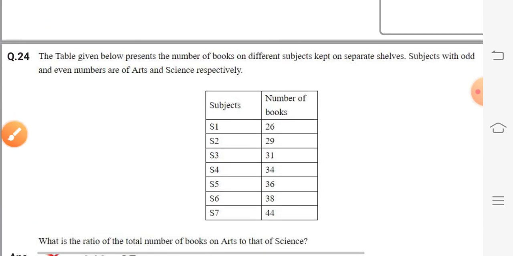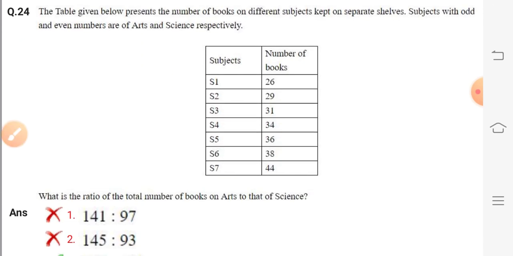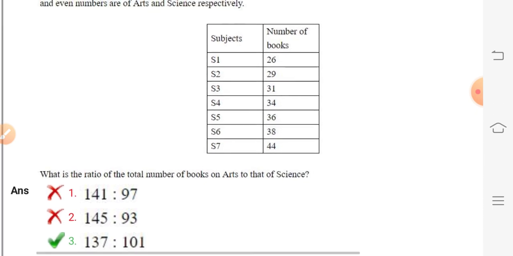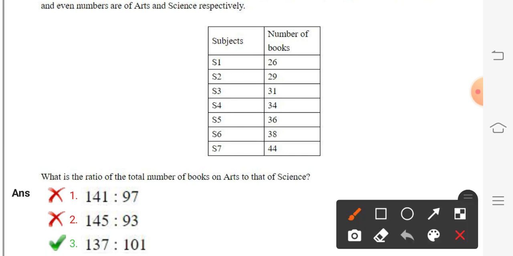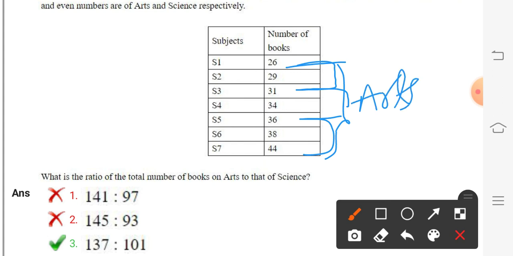Next question. This is the same table. Even books are science, odd books are art. What is the ratio of the total number of books on arts to that of science? This is odd number of arts. So S1, S3, S5 are the odd subjects, and S2, S4, S6 are the even subjects.